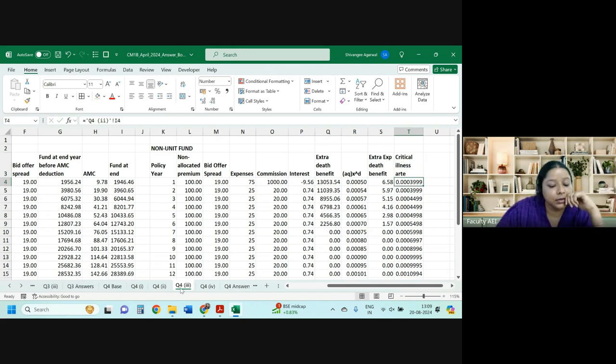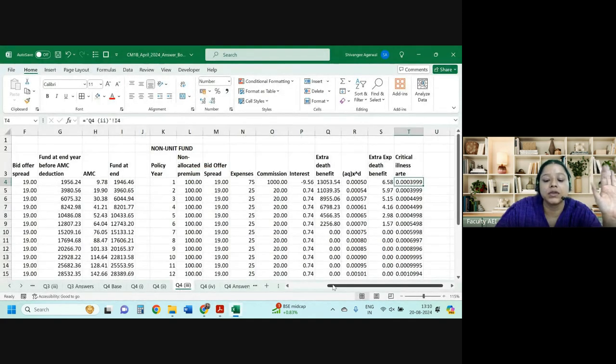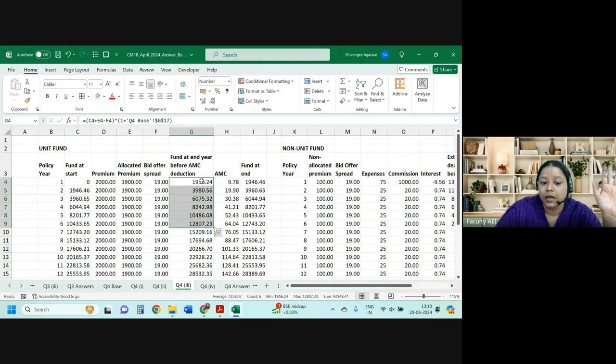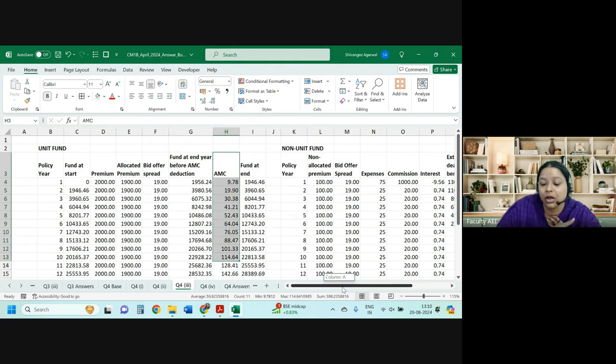Now another thing which you have to see, what they mentioned exactly about this is that the assurance includes additional critical illness benefit on diagnosis of critical illness. The value of the units is payable immediately and all cover will cease. So when it is being paid immediately, whatever the unit fund is accumulated at the start, this is what is going to be paid. What are we losing here? We are losing the AMC because AMC is deducted at the end of the year. But since the policyholder gets a critical illness in the second year, this much of units is accumulated, you will pay this much and your policy will cease, you will not get this.